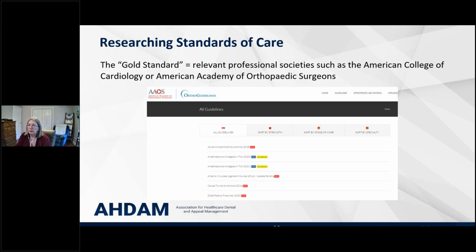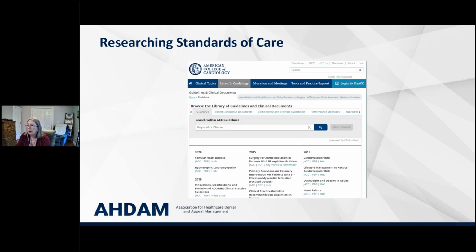So this is just a screenshot of where you can find the guidelines from the American Academy of Orthopedic Surgeons. These are free, you can download them, you can use them in your appeal arguments, you can quote them, you can use them to start developing your library of appeal arguments. They're usually only 1 or 2 clicks into the website. Don't have to be a member to get them. Here's American College of Cardiology, just to give you another view of one of the specialty society websites where you can find guidelines.